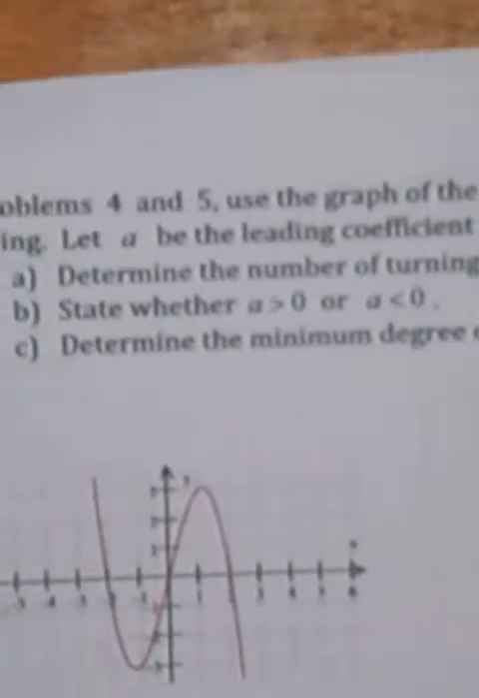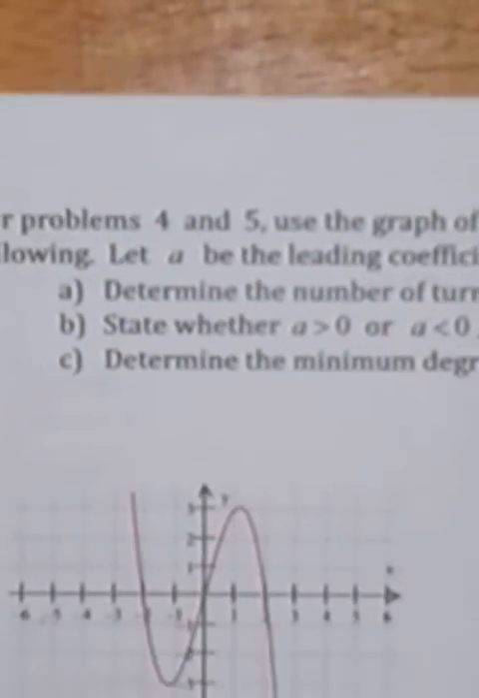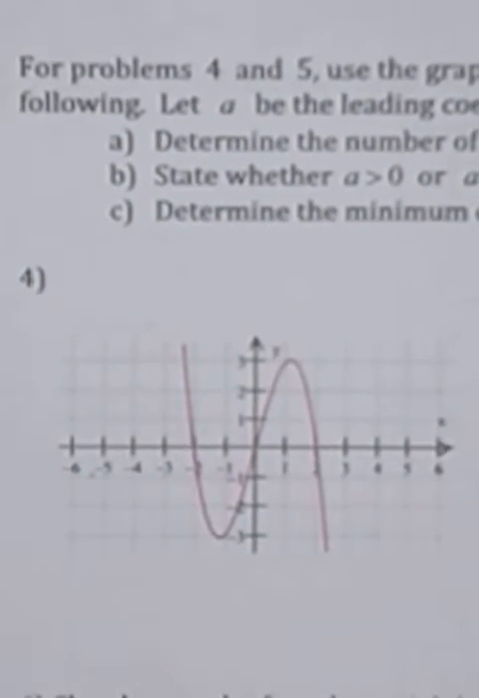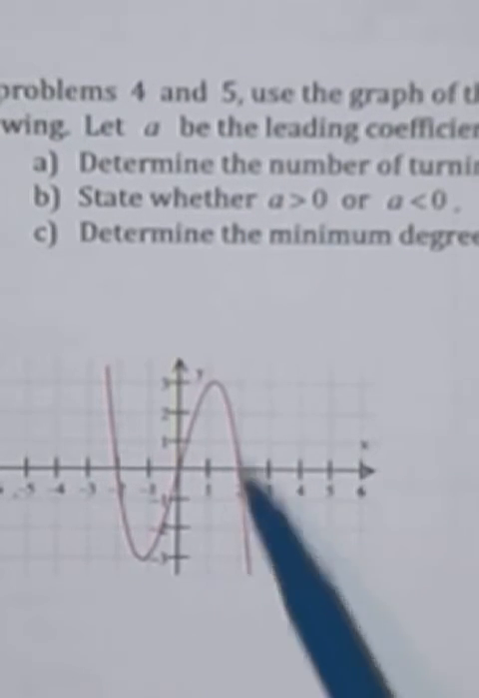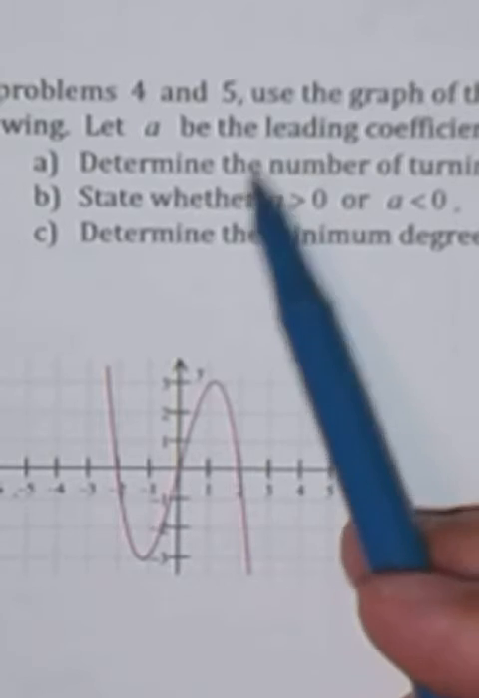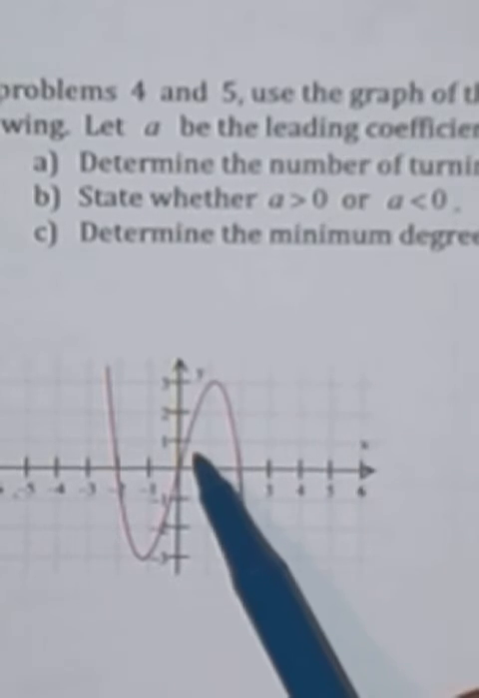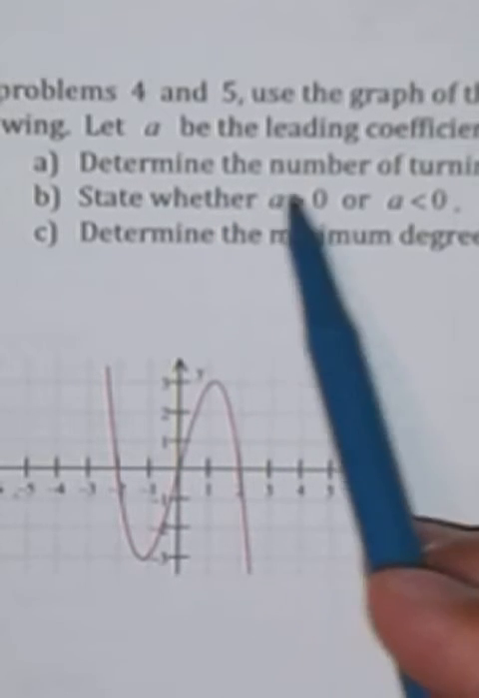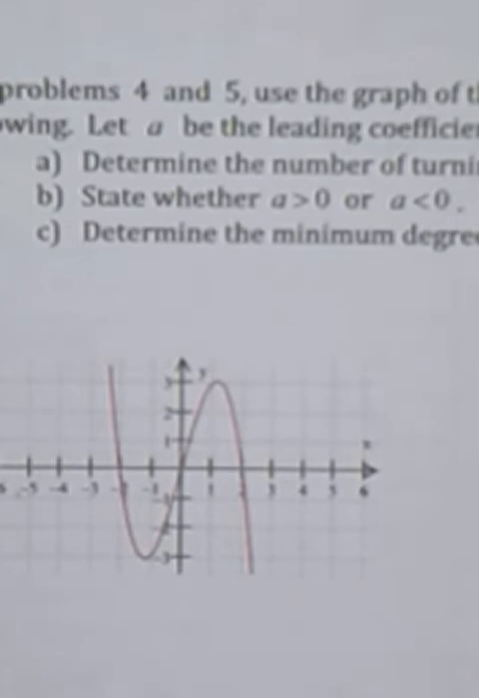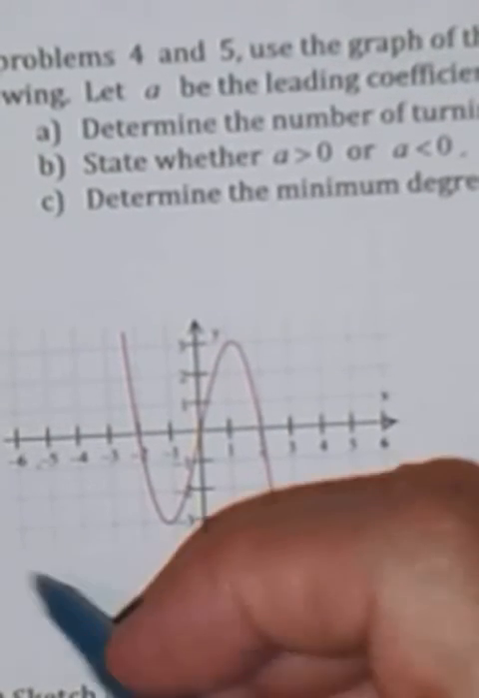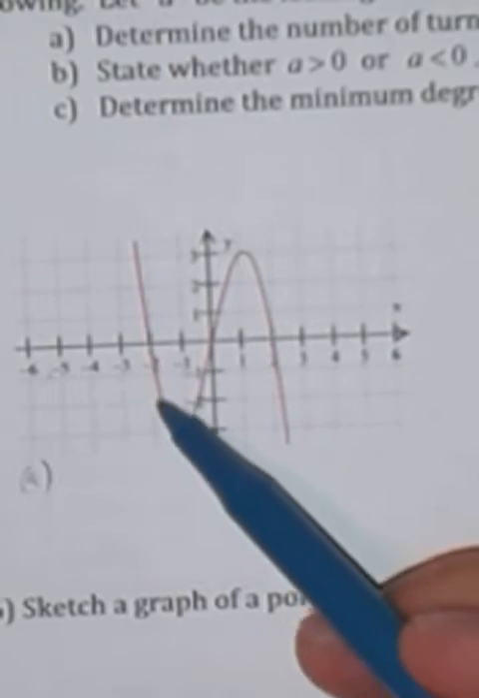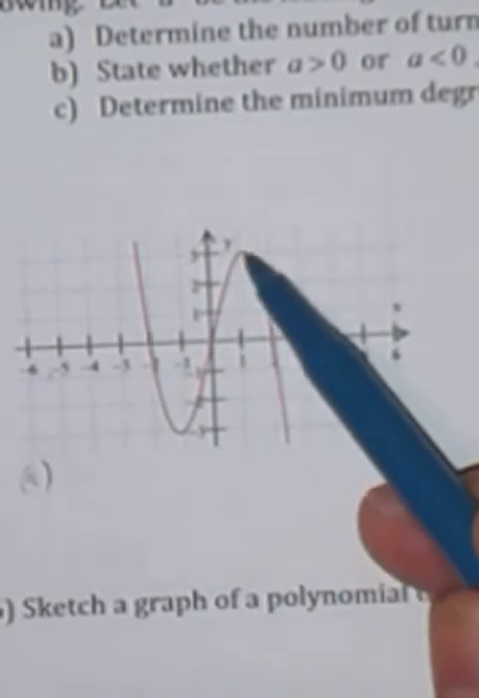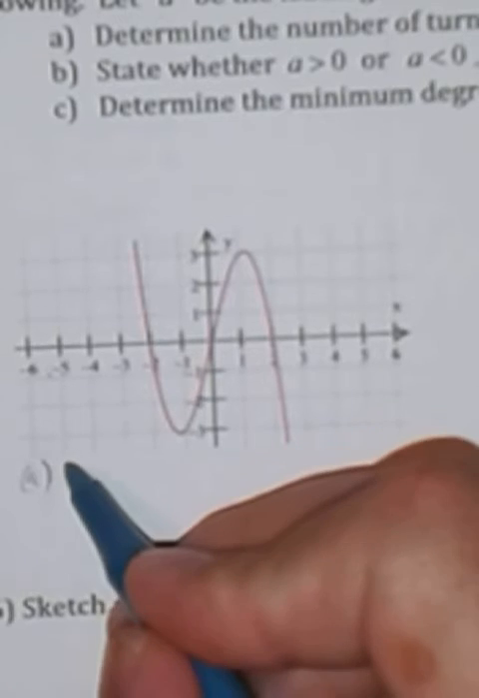All right, let's take a look at number 4 and number 5 here. We'll do number 4 and we'll leave number 5 for class. So this says here this is a graph of the polynomial function f. Let a be the leading coefficient. Determine the number of turning points and estimate any x-intercept. So a, determine the number of turning points. So turning points is where it turns from down to up or from up to down. So there's 2 places where it does that.